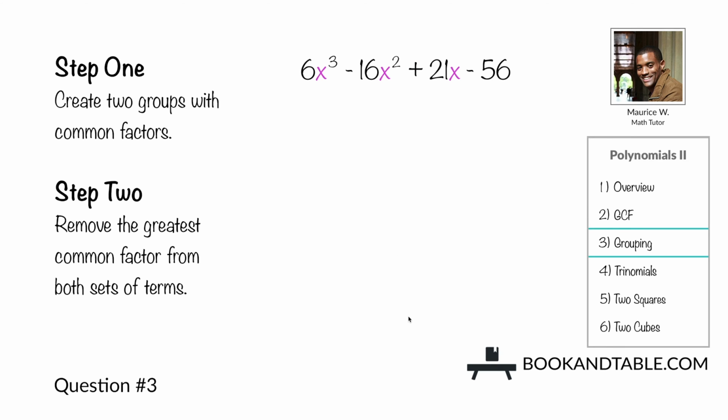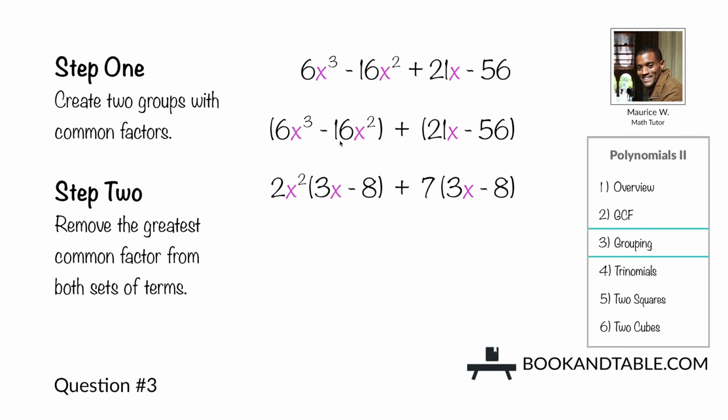Let's now have a look at question number 3. We were given 6x cubed minus 16x squared plus 21x minus 56. So the first step is to create two groups with common factors. So we'll group together the first two terms and group together the last two terms. 6x cubed minus 16x squared. The coefficients have a common factor of 2. The variables have a common factor of x squared, giving us 2x squared on the outside. And the second factor would then be 6 divided by 2, which is 3. X cubed divided by x squared is x.